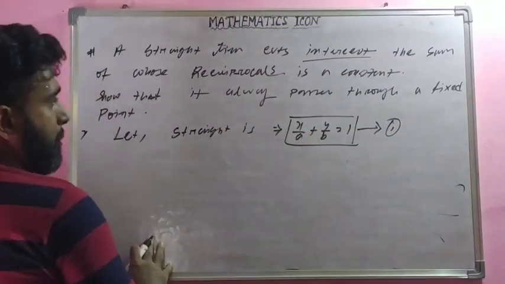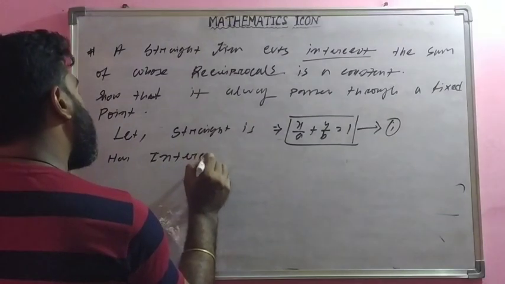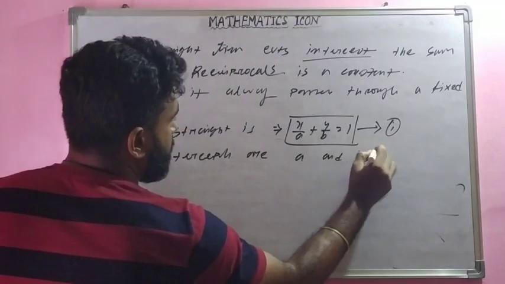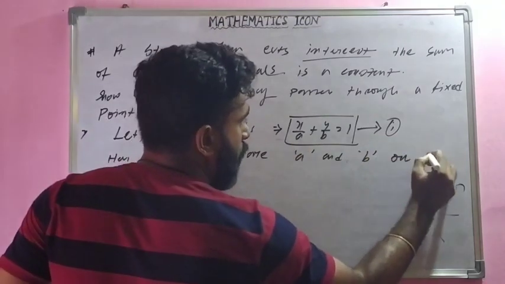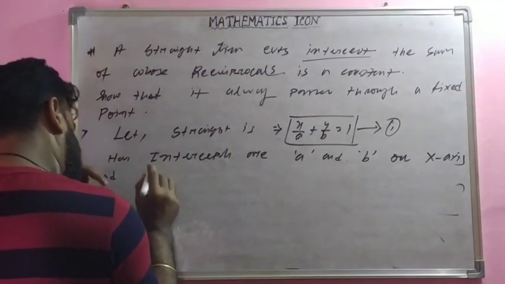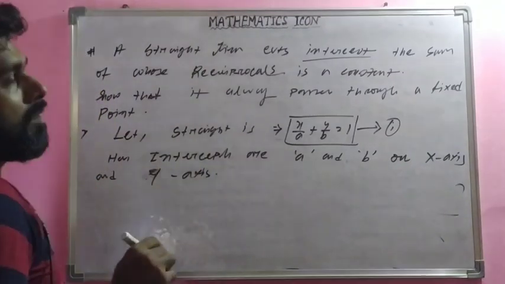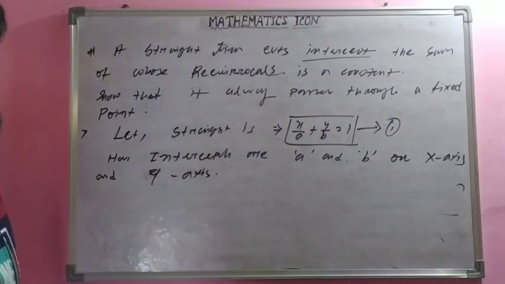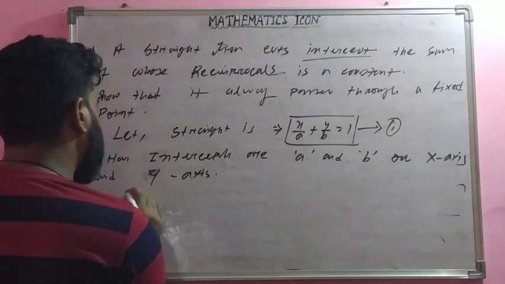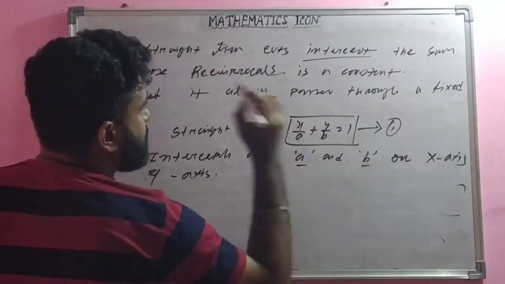Straight line is this. Now here, intercepts are what? a and b. Intercepts तो ये है किसके ऊपर? On x axis and y axis. According to the question, ये तो इंटरसेप्ट्स हैं, है कि नहीं?